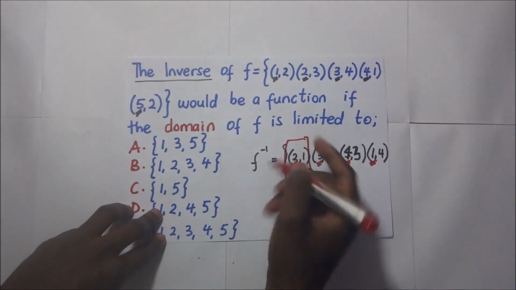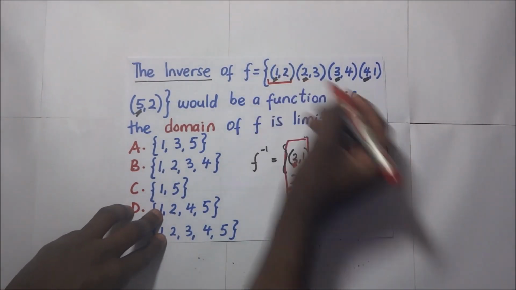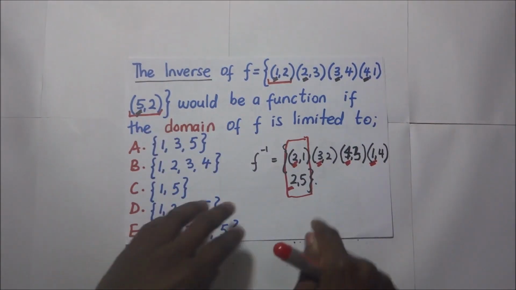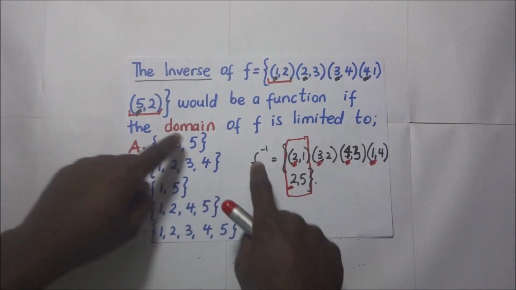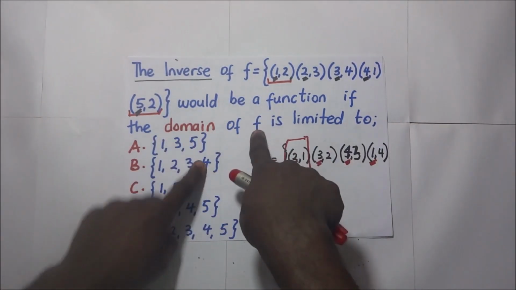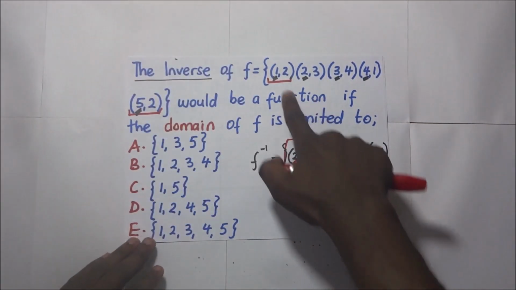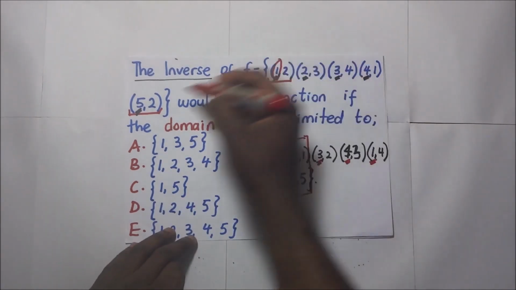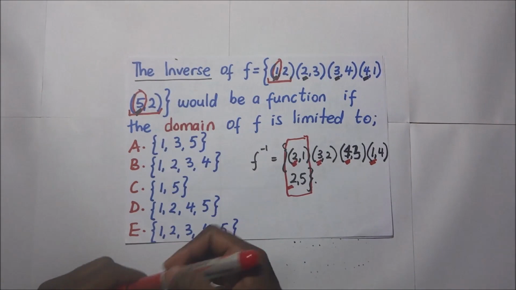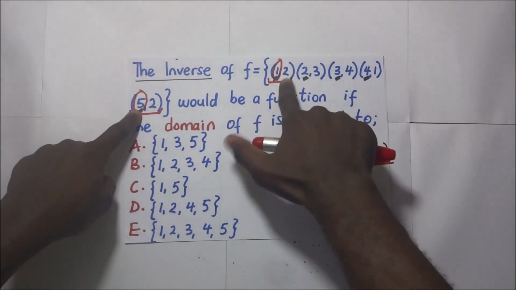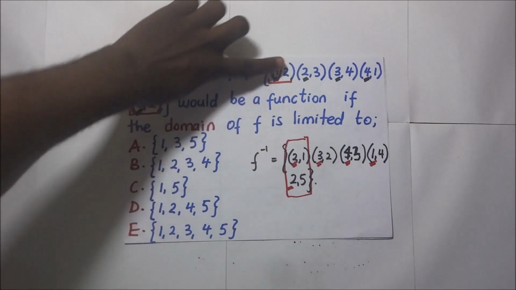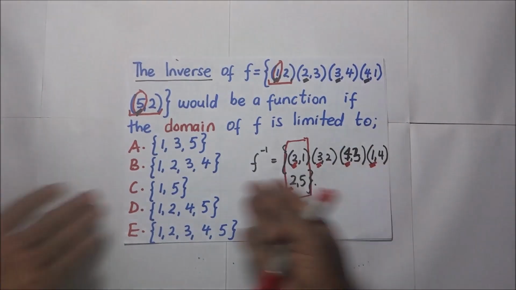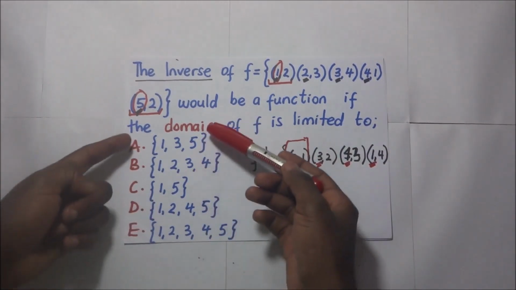If you come back, 2 1 corresponds to this, and 2 5 corresponds to that. So if this is to be a function, we have to eliminate one. The domain of f should be limited to... we either have to eliminate 1 or eliminate 5, one of those two. If we eliminate one of them and kill that point, the inverse would be a function. So we'll come here and see which one has been eliminated in our answers.